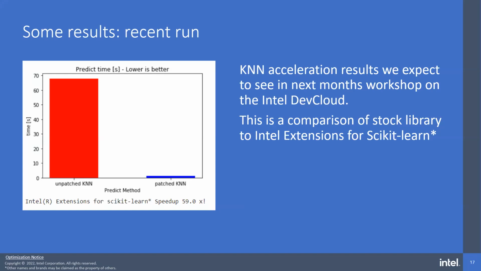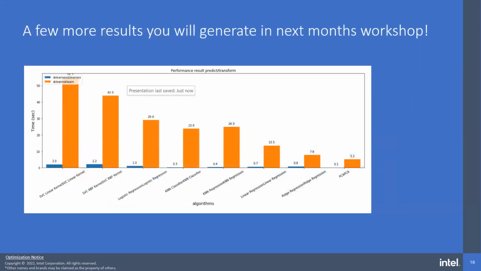And this was something north of a 50x speedup that we got on the Intel Dev Cloud. And so you will see this, and you'll be able to play with this. Similarly, you'll be able to create this graph. You will actually generate this graph and you can manipulate it.